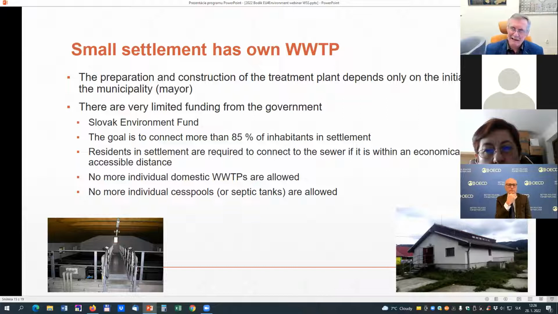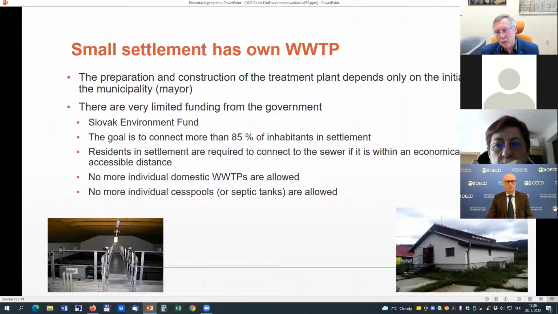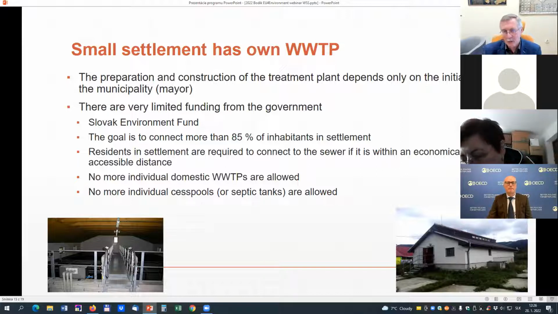I can say that there is no activity from the government to build new small wastewater treatment plants in this group, because we have very limited funding from the government, and from the European Union it is also not easy to get support. We have the Slovak Environment Fund, but it is too small for all these projects. They are waiting for applications. Really, we have on the table hundreds and hundreds of ready projects for wastewater treatment plants, but the municipalities are waiting for money, because there is no money for this type of system.